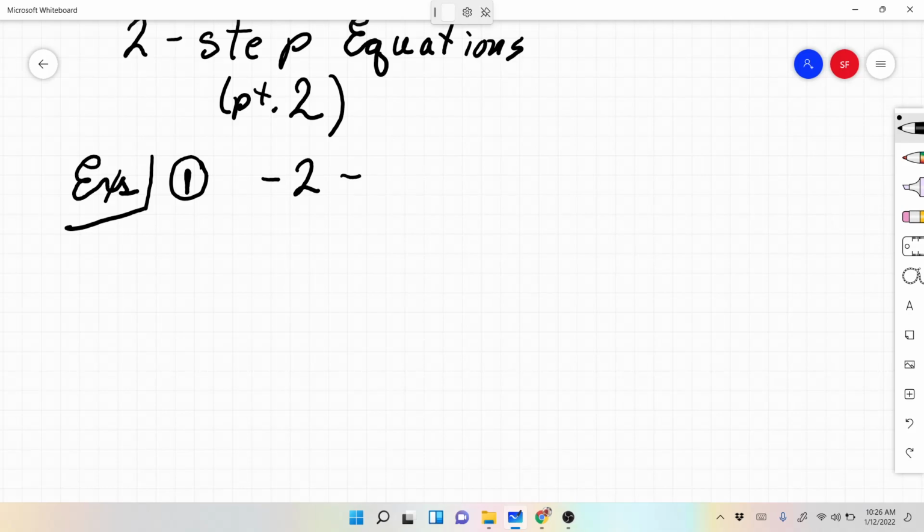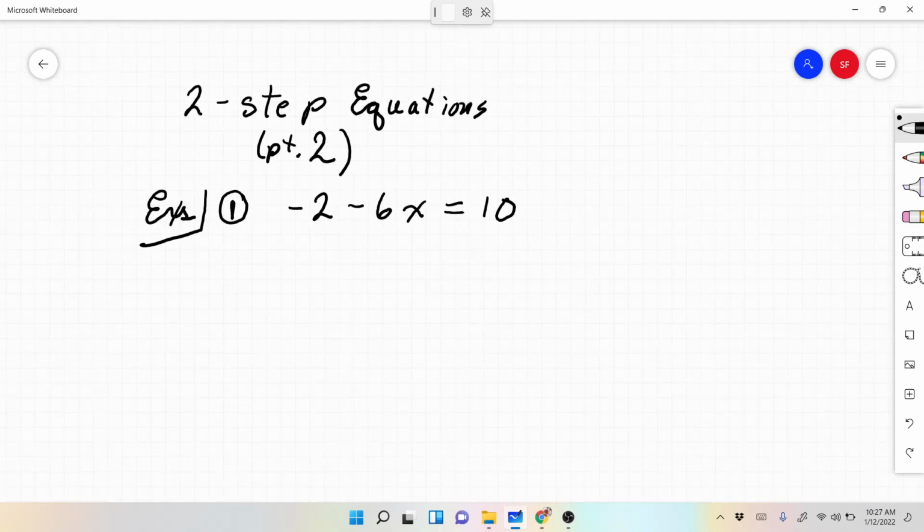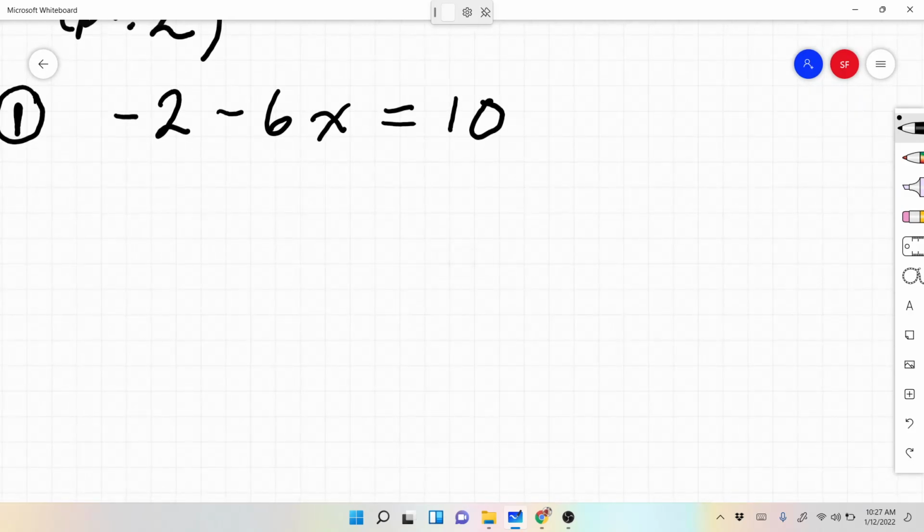-2 minus 6x equals 10. Go. Solve the thing. Do it. Make it happen. Go. It's not a quiz. You can use your notes. You can ask for help.